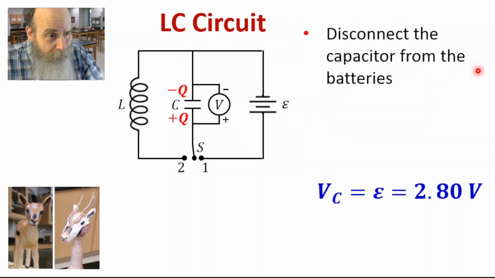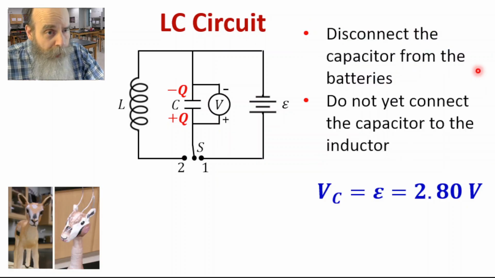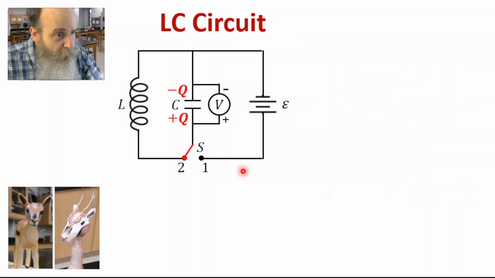we disconnect the capacitor from the battery, as shown here. But we have not yet connected it to the inductor. At this point, we still have a voltage of 2.80 volts across the capacitor, and we have the same charge of plus Q and minus Q on the plates of the capacitor. Then we move the switch to the left to position 2, connecting the capacitor to the inductor. This forms the LC circuit.